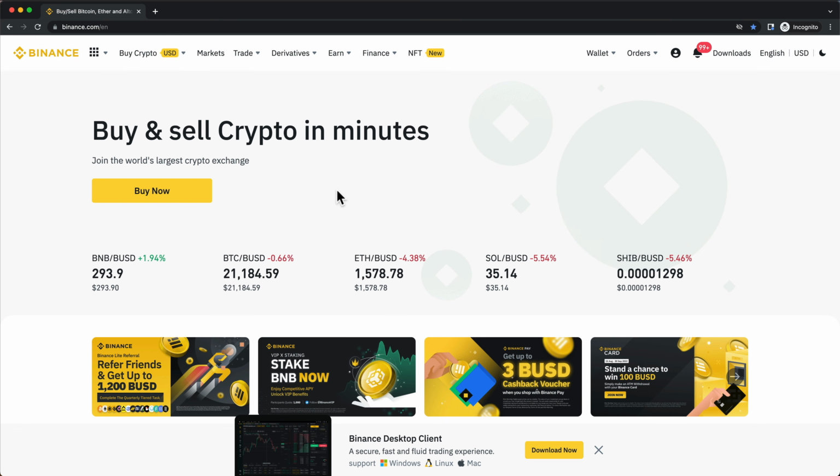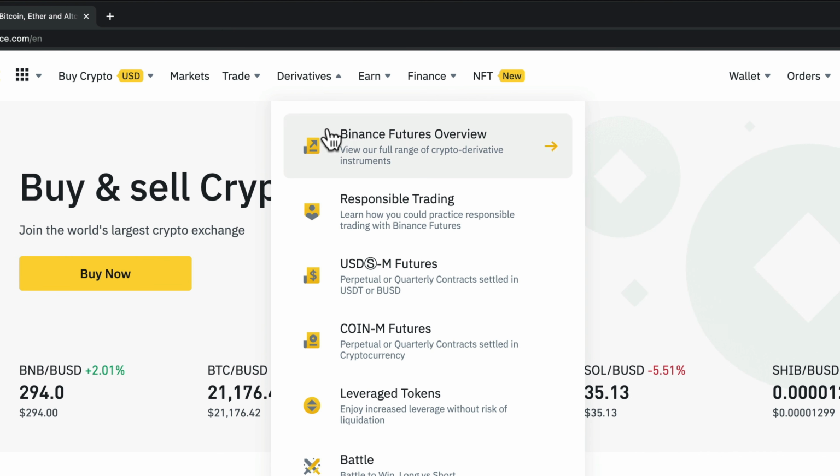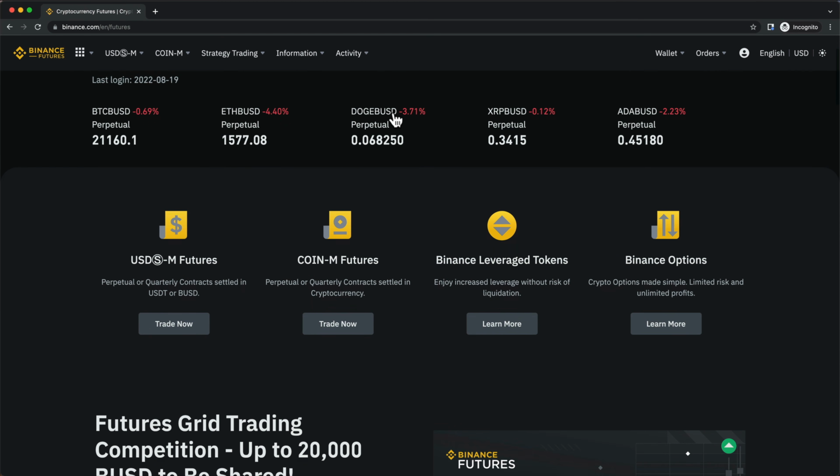Alright, first thing we're going to do is log into our Binance account. Once logged in, we're going to go to Derivatives on the top menu and click on Binance Futures Overview. Here we have some different options.